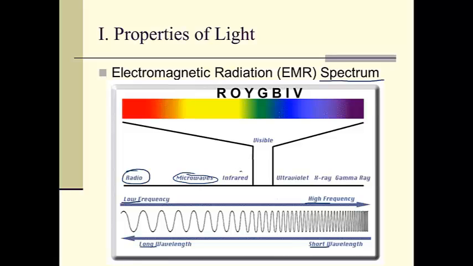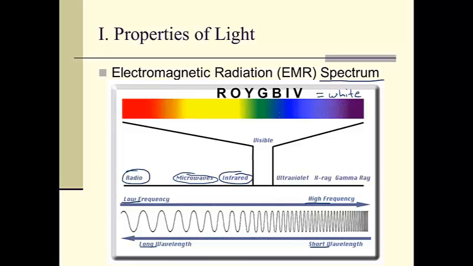A little bit higher than that in terms of frequency is infrared. Notice the wavelengths are getting shorter and shorter. Visible light, which is basically electromagnetic radiation that your eyes are sensitive to, is a real tiny part of the spectrum. Visible light is broken up into a variety of colors. When you put these all together, you basically get white light.